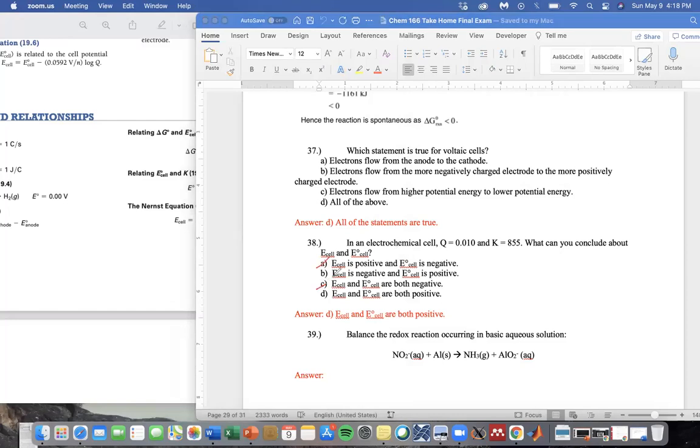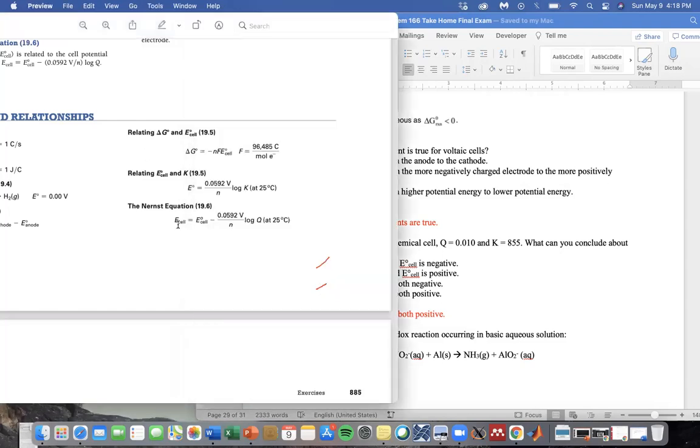So now we have to figure out what E cell is. Then E cell is E standard minus 0.0592 times log of Q.